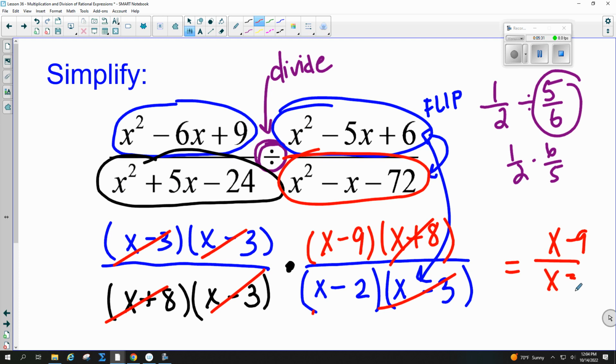Will it always work out nice like this where there's one left on top and one left on bottom? No. So don't be like, oh my gosh, I messed up if you get like 3 in the top and 1 in the bottom or something. That happens.